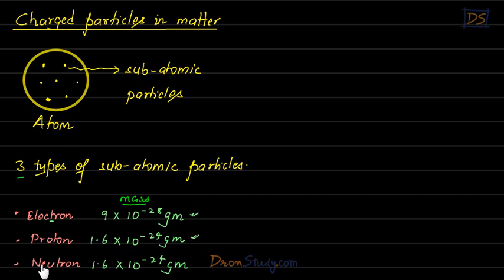Then mass of neutron is 1.6 into 10 to the power minus 24 gram, right, students? So clearly you can see some of the points here. The first point which you must be able to notice here is that mass of proton and neutron are same. They are having same mass. So mass of proton and neutron is almost same.